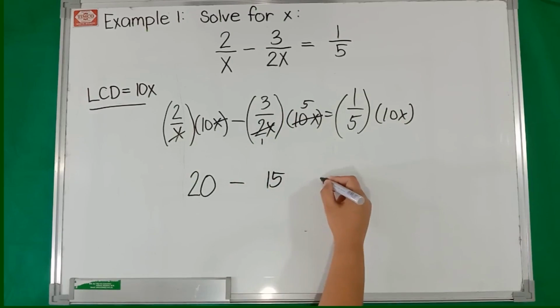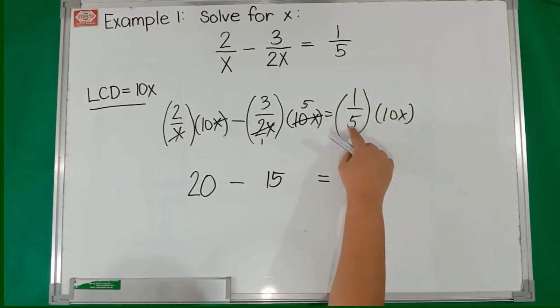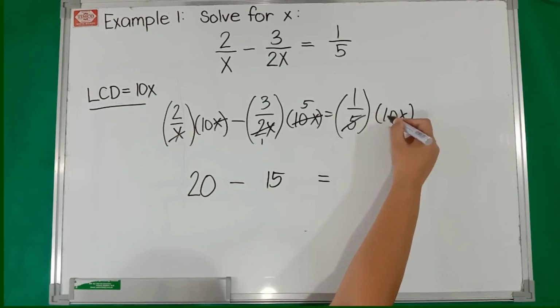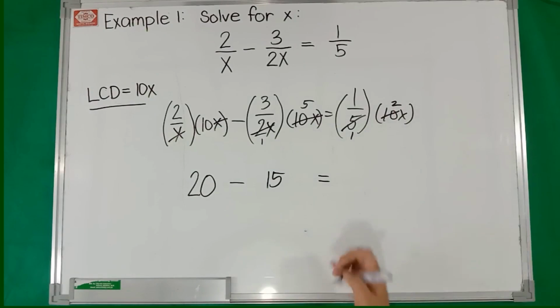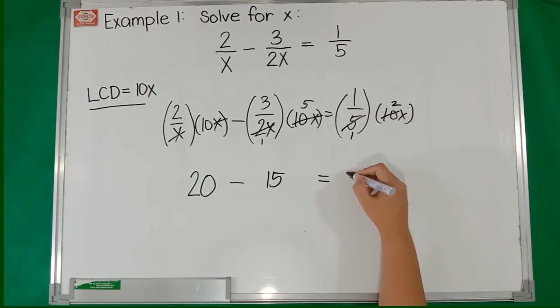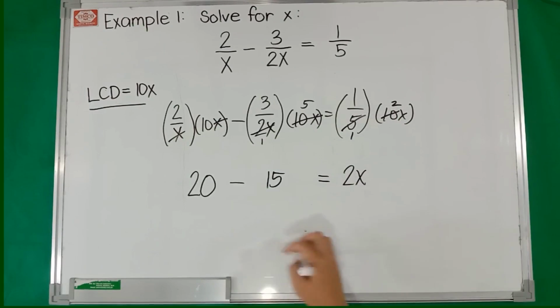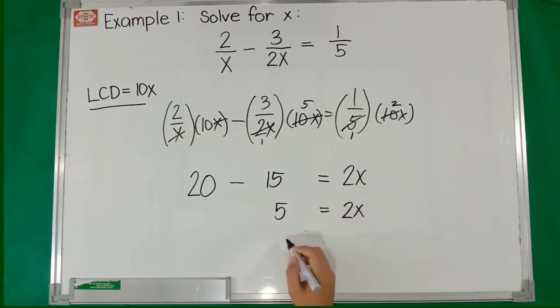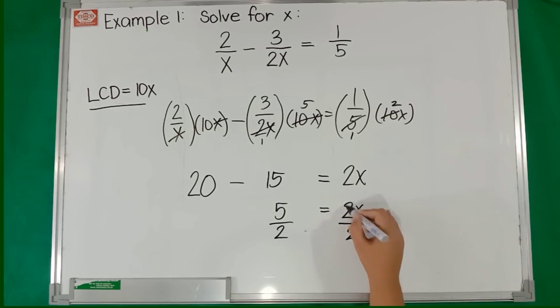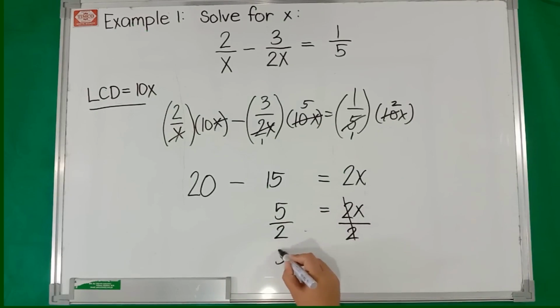We rewrite the sign. Equals, we can cancel 5 and 10. 5 becomes 1 and 10 becomes 2. 1 times 2 times x is 2x. 20 minus 15 is 5, is equal to 2x. Now, we have to isolate the variable x, so we will divide by 2. And the answer is 5 over 2 equals x.